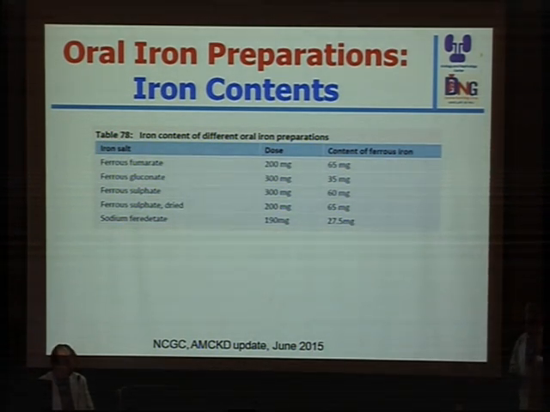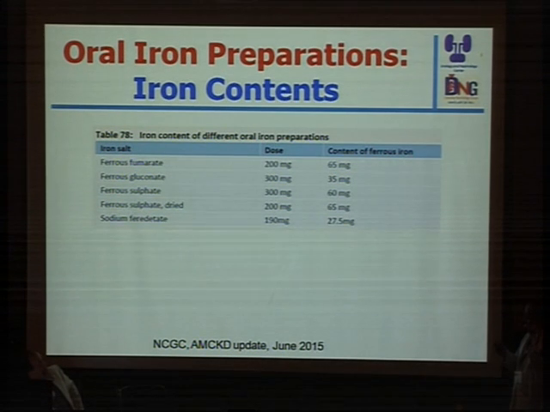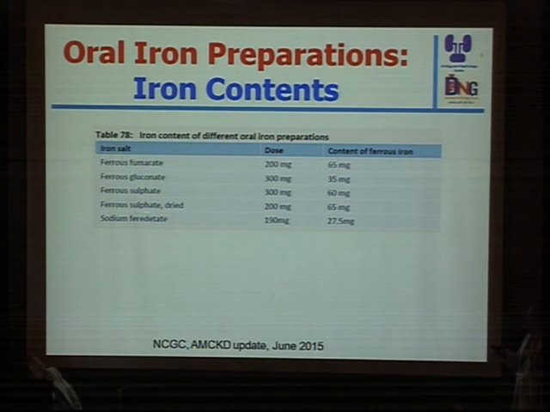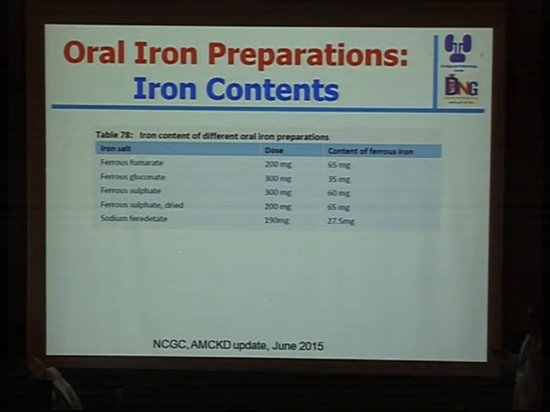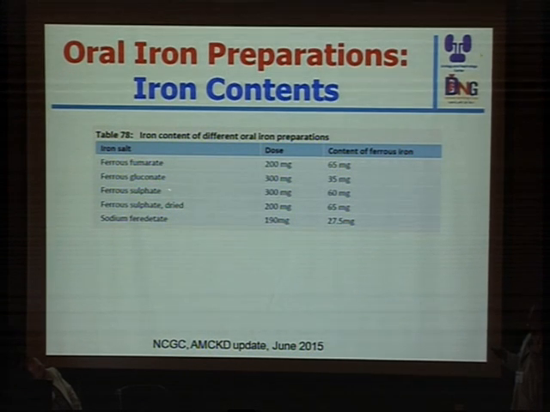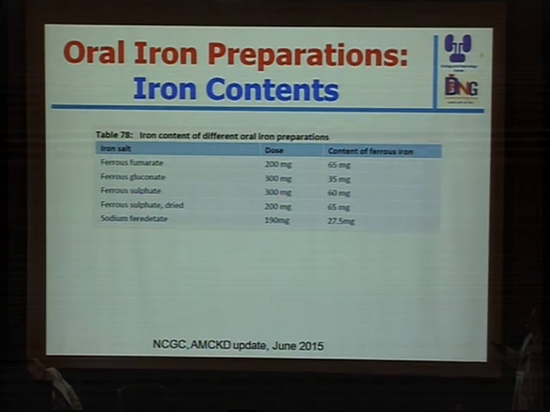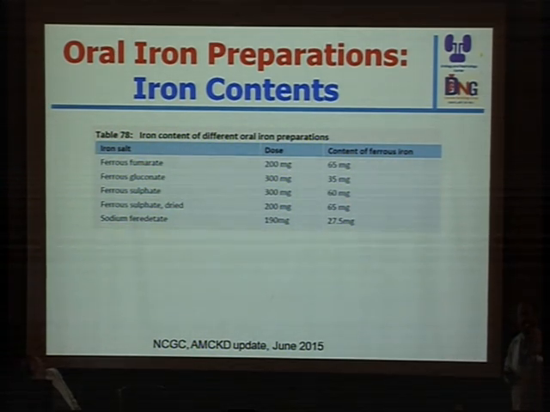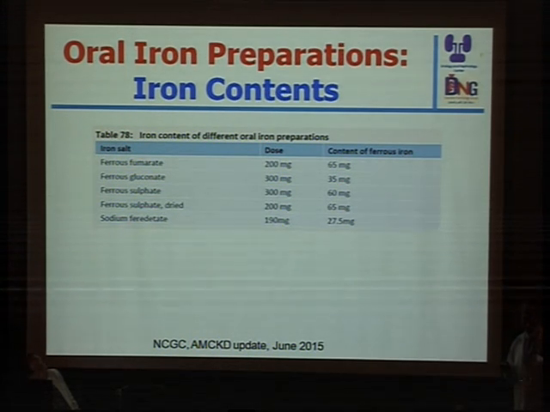If you look at this slide that shows the forms of oral iron, ferrous fumarate, gluconate, sulfate, these are the different forms. And this is the tablet strength or capsule strength. So for example, here in ferrous sulfate, 300 milligram ferrous sulfate has 60 milligram elemental iron. So to get 200 milligram from this strength, you should give 5 tablets.